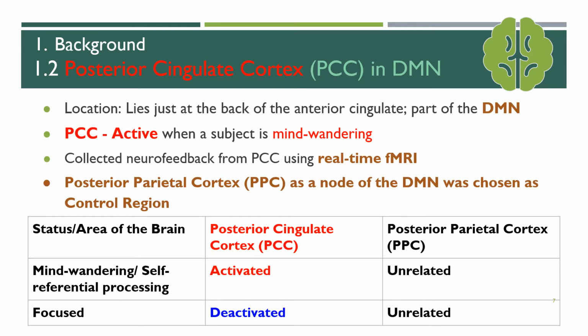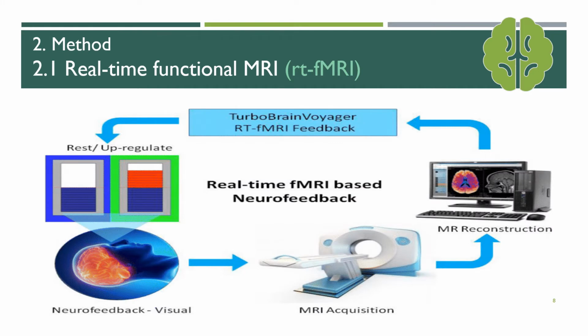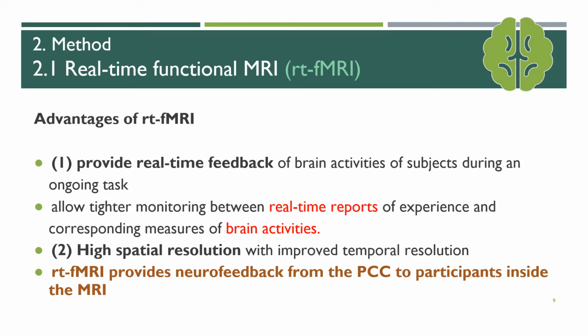Neurofeedback from PCC in DMN is collected using real-time fMRI. PCC was used for neurofeedback because PCC deactivation was the most robust finding in experienced meditators in prior studies. Real-time fMRI provides feedback of brain activity during an ongoing task. There are some advantages of using real-time fMRI.